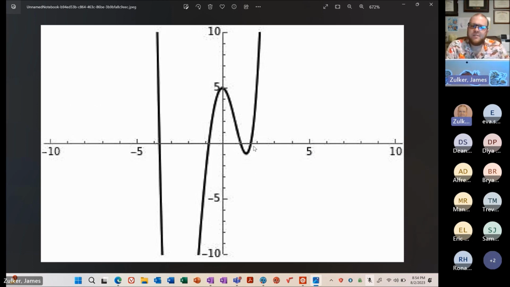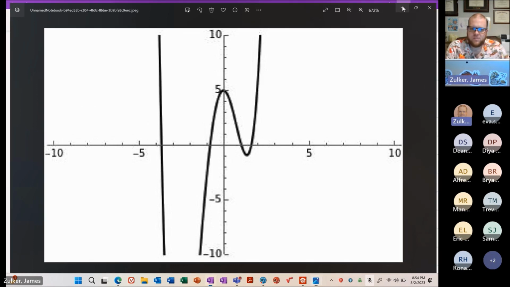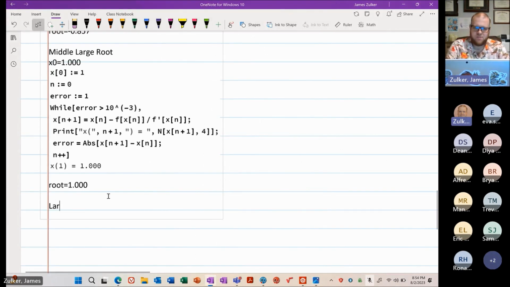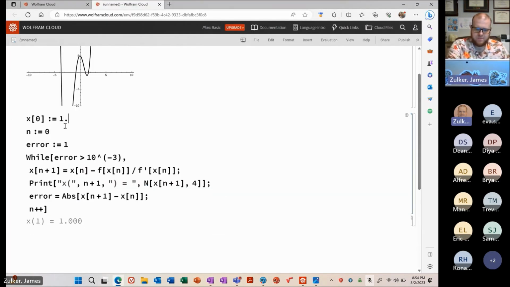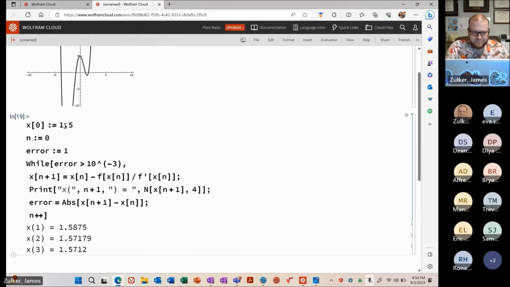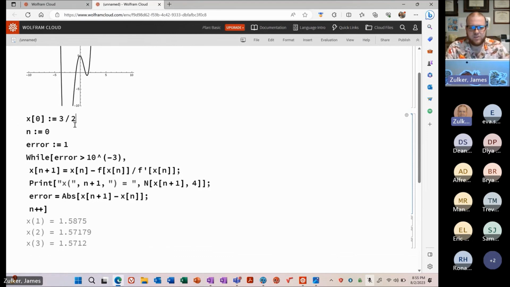On 1.5 for the large root. All right, let's change that to 1.5. Everything else stays the same. Let's execute it. And now I don't know why it's not... Oh, yes, I do. I know why. So instead of 1.5, let me write that as 3 over 2.